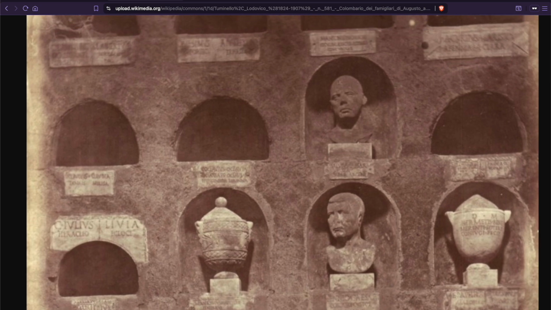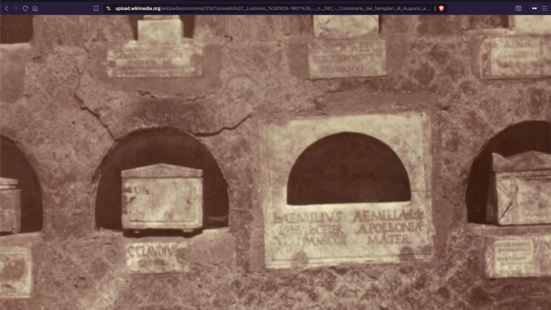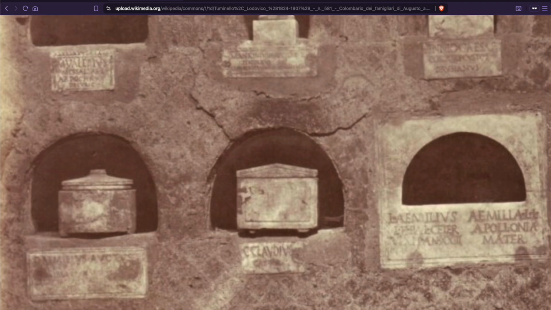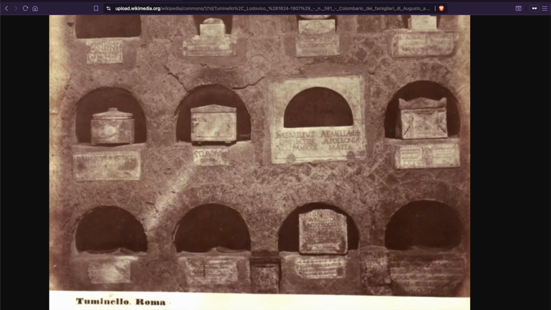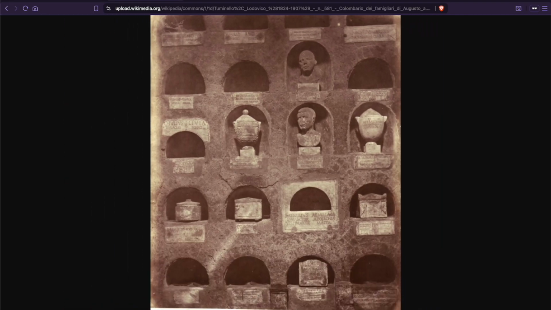Each of these niches here could contain a tomb. You can see the plaques here. All these are plaques. So the plaque that we are going to read probably comes from a columbarium of this kind. It was extracted from here, put in a museum, or someone sold it. Who knows? I just want to show you that.